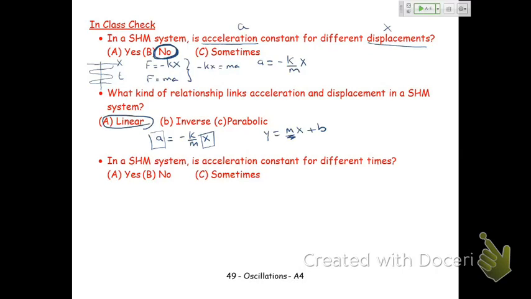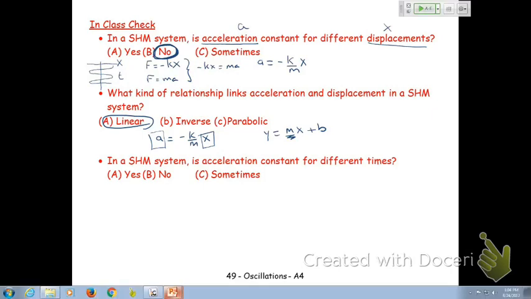And then in a simple harmonic system, is acceleration constant for different times? I want you to do that one. So I'm going to click on this, and we're going to see. I asked you if acceleration was constant for different displacements. But now I'm asking you if acceleration is constant for different times. So you get this thing oscillating. Is acceleration constant for different times? You've got a choice of yes, no, or sometimes. So what is it? Think about it.